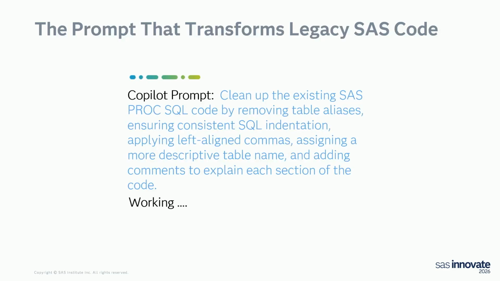So right now, I'm putting together a prompt. So what I have is we're going to clean up the SAS code. We want to remove any of the table aliases. We want to make sure that we're doing proper SQL indentation. I know sometimes, depending on the code, it's going to either add tabs or spaces, and this one will make sure that every column has a tab or a space, depending on your preference. The next is we're going to left align the columns, and we're going to give a descriptive table name, along with adding comments. And that's the one that is really important to me.